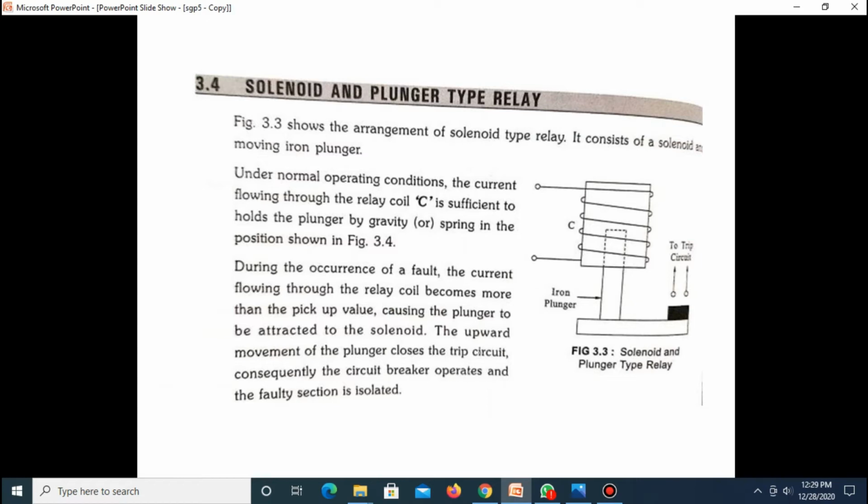The solenoid and the plunger are separated. When these two are separated, it means a fault exists on the system. During this condition, the relay sends the signal and transfers it to the circuit breaker, and the circuit breaker operates. This is the solenoid and plunger type relay.